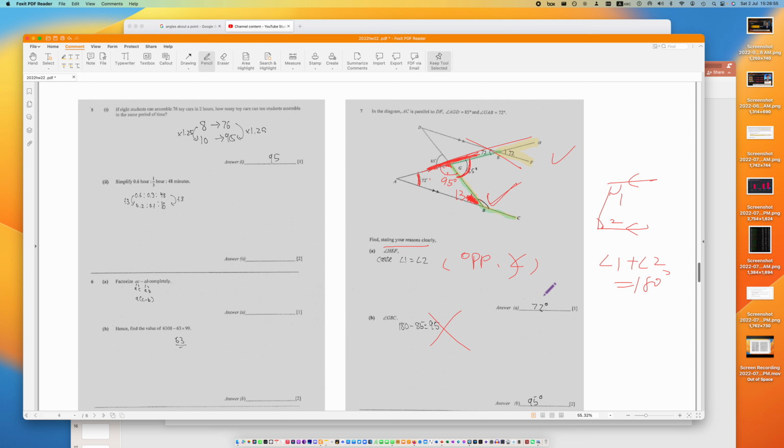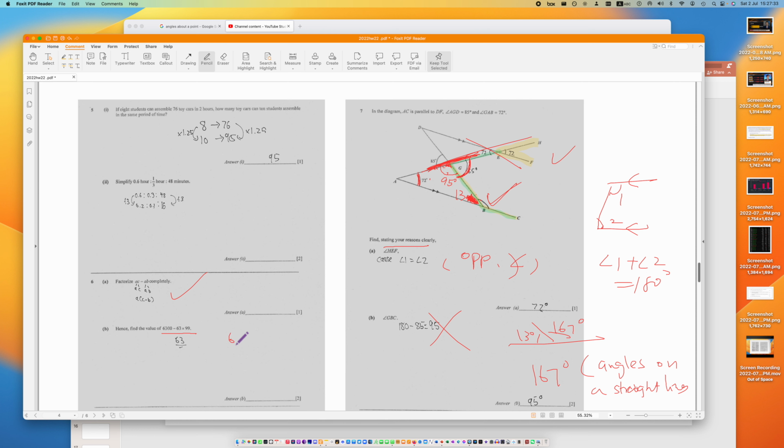So what is the next one? 167. Okay? It's angles on a straight line. Okay, here. This one completely very good. We talk about this, right? Find the value of this, right?